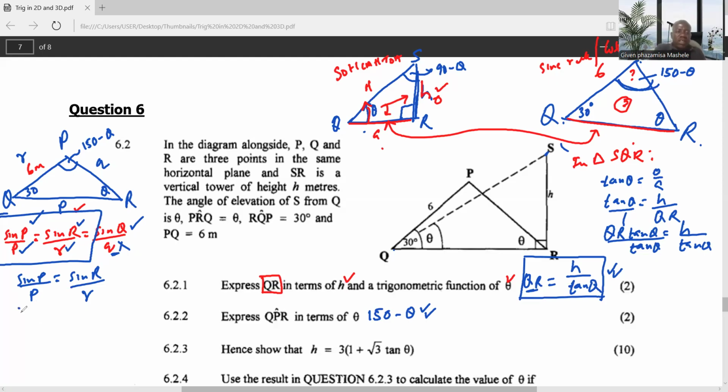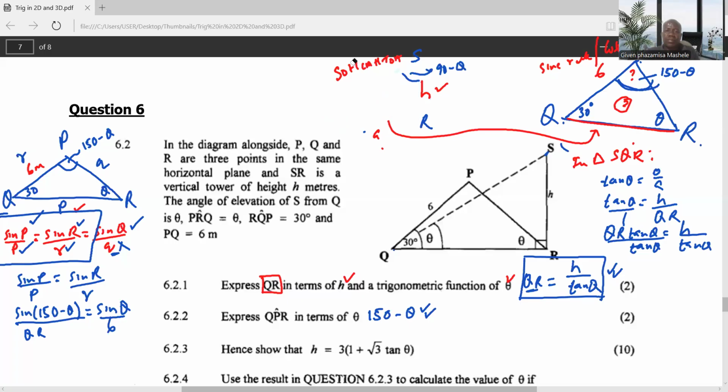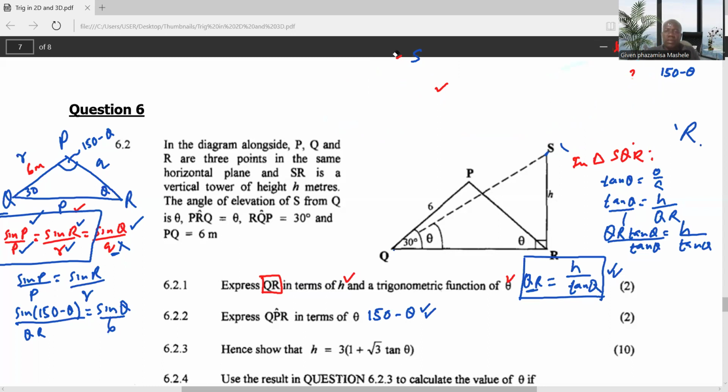So what is angle P? Angle P, we know it's 150 minus theta. Small p is QR, let me just write QR for now. Angle R is theta. Small r is PQ, which is 6. I believe you guys are following. Right, let's now simplify this. Let's cross multiply the expression. So it means we can use the sine rule here.